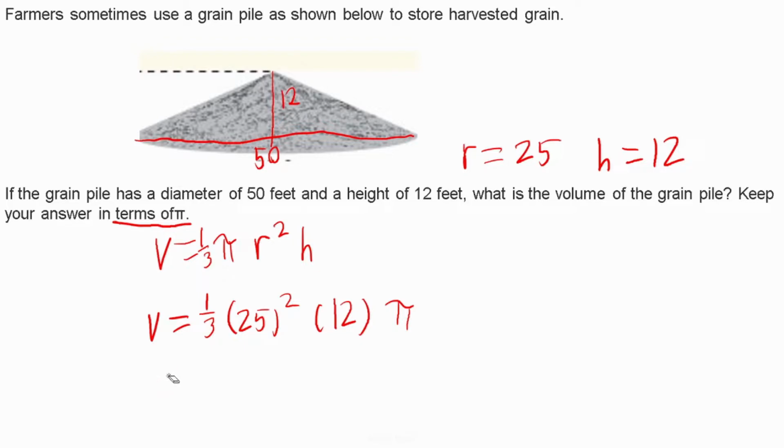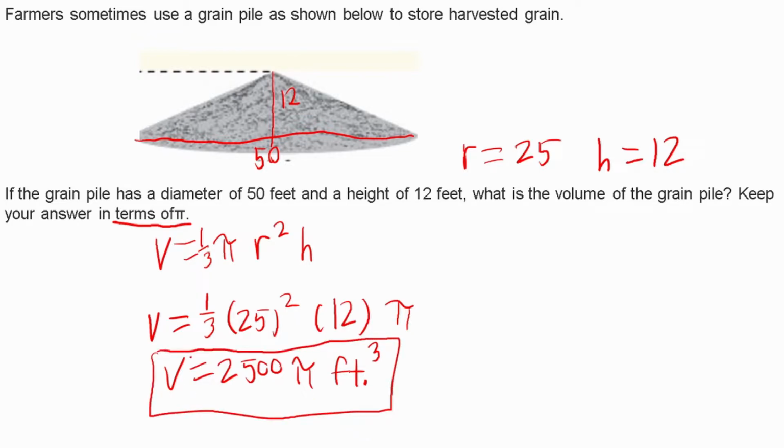It's going to say my volume is 2,500 pi. Remember, we're not multiplying by pi. We're not multiplying by 3.14. We're leaving that pi symbol there, right? And then we just need to figure out, hey, what is this? Well, it's feet cubed. Because we're doing volume. And there we go. We got our answer.